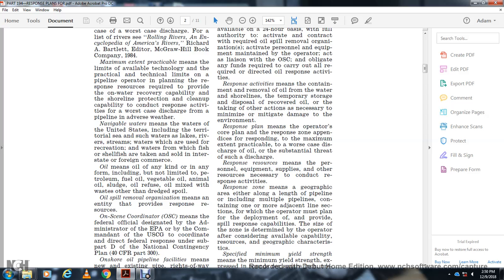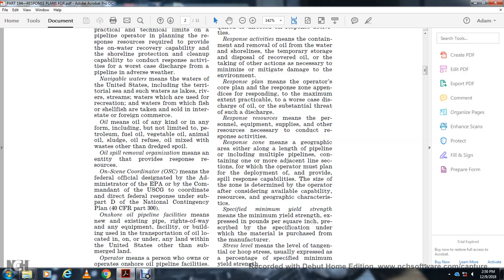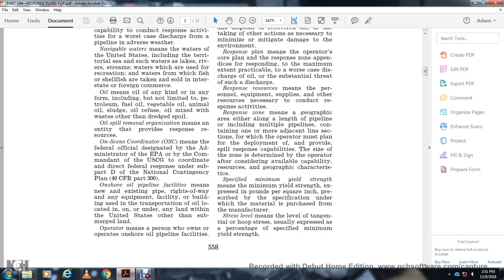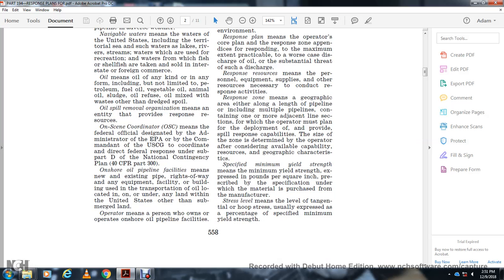Coast Guard to coordinate and direct federal response under Subpart D of the National Contingency Plan, Title 40, Part 300. Onshore oil pipeline facility means any new or existing pipe, right-of-way, or any equipment, facility, or building used to transport oil located in, on, or under any land within the United States other than submerged land. Operator means the person who owns or operates an onshore oil pipeline facility.